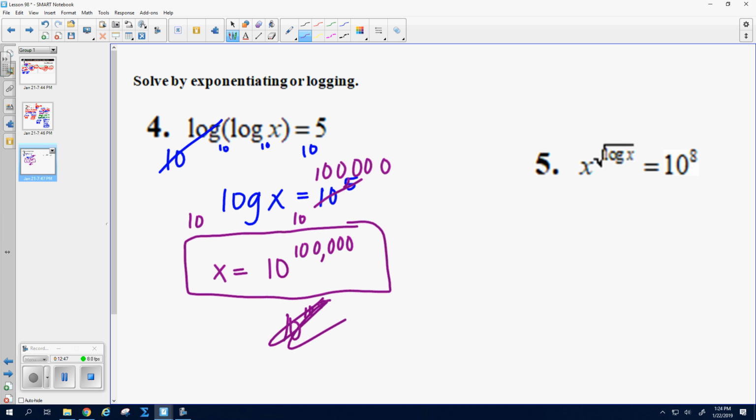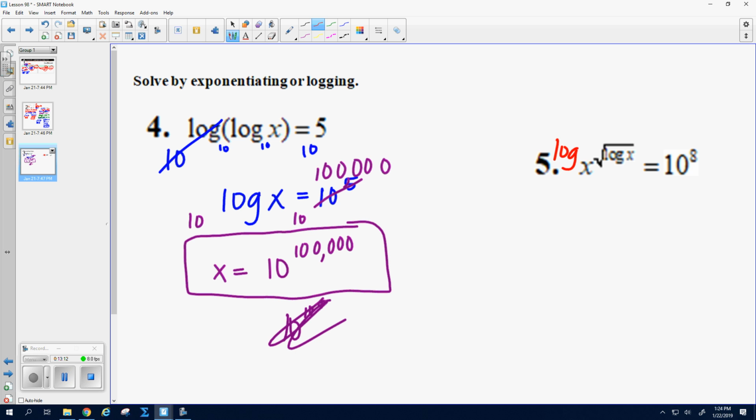So this next one, we've got x to the square root log x equals 10 to the 8th. Solved by exponentiating or logging. So what we can do is log both sides. Why would I choose to log both sides? Yeah, it gets rid of the 10 on the right-hand side. It does two things for us, actually.